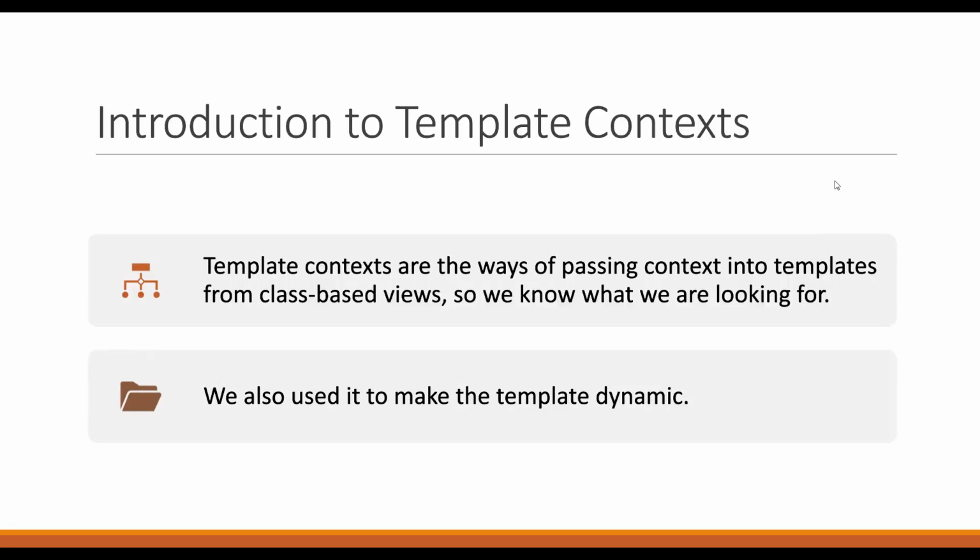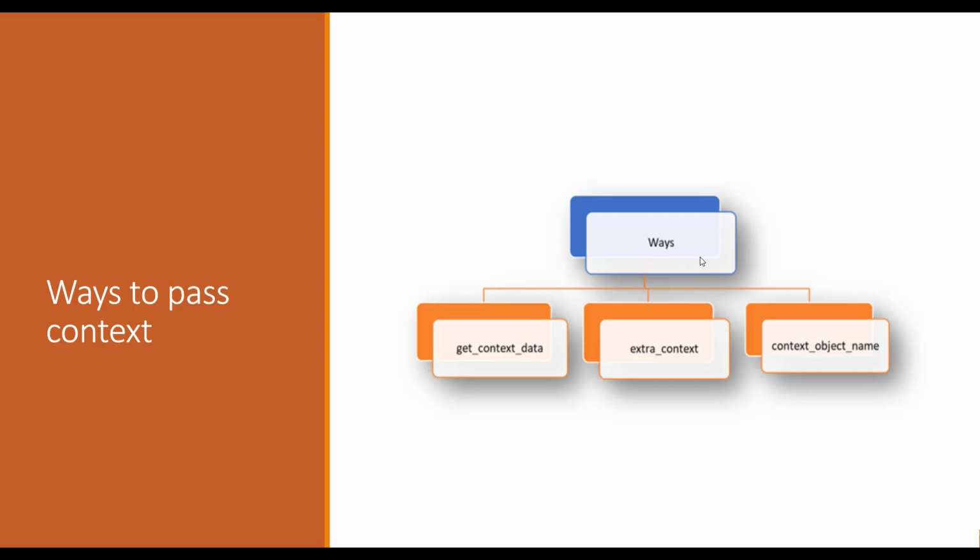So let's understand what template context means. The template context are the ways of passing context into the templates from the class based view, so we know what we are looking for. And you can also say that if we don't want to make our template completely static, we also need the template context at that time. Or in simple words, we also use the template context to make the template dynamic. So now we will discuss the ways to do it.